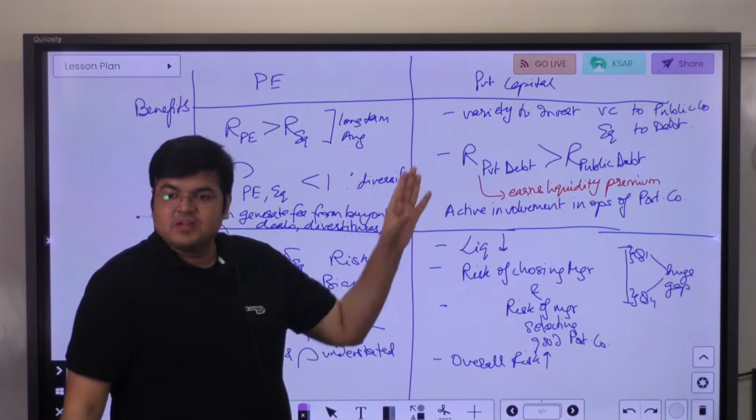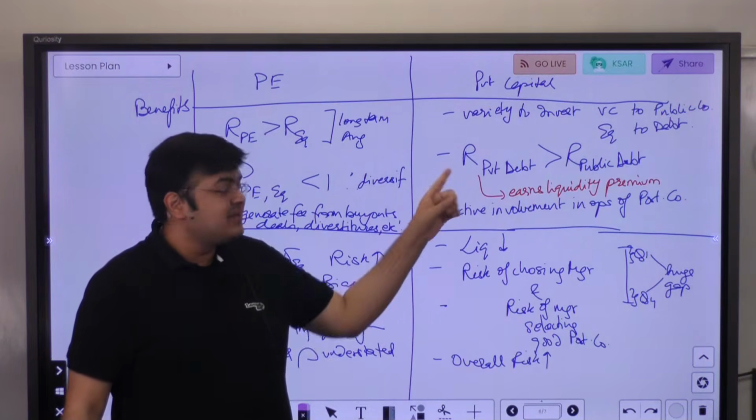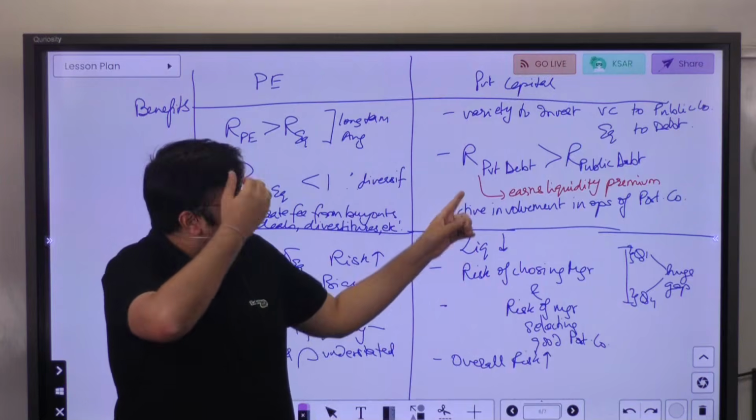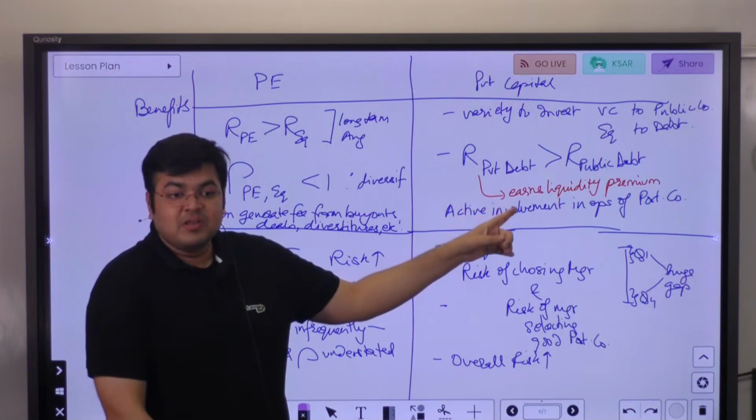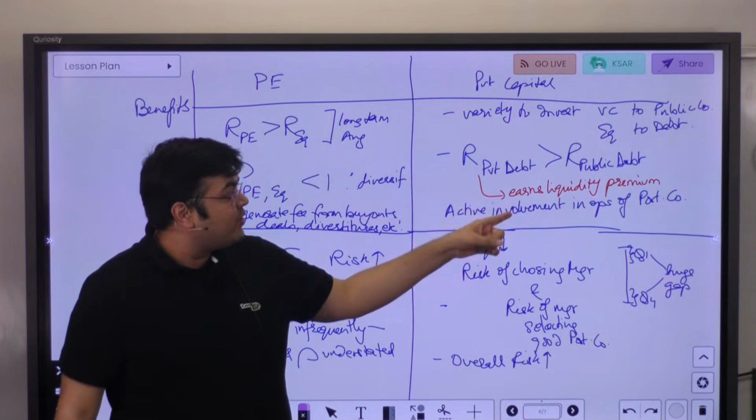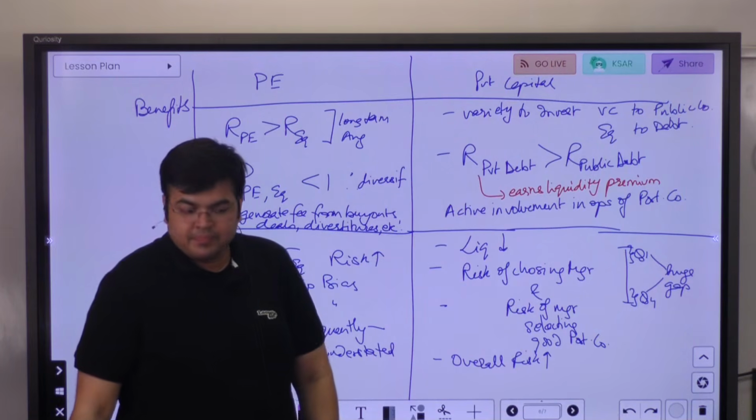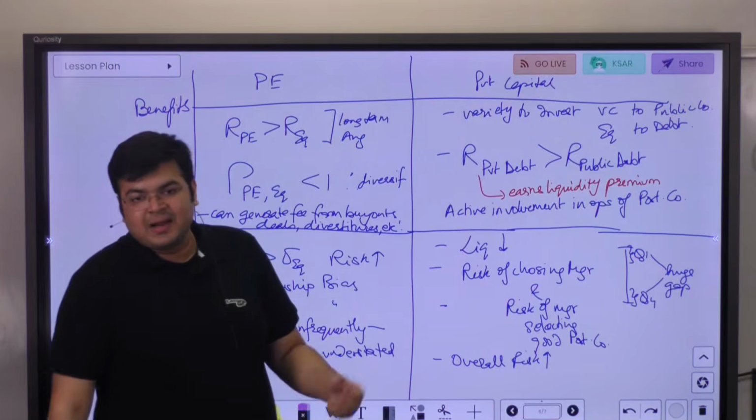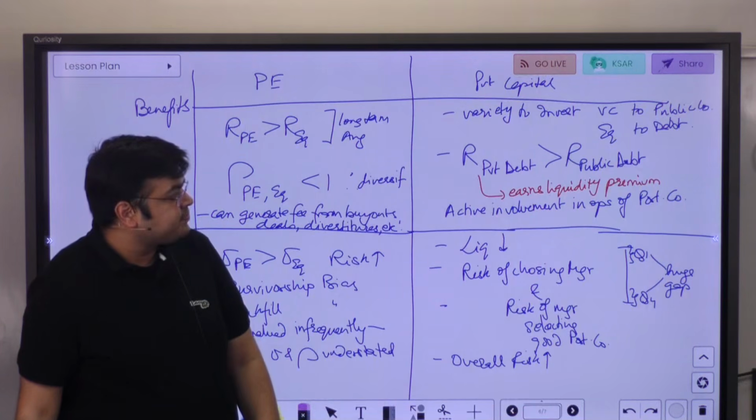Return of private debt is obviously more than public debt, because private debt is less liquid, while public debt is listed and relatively more liquid. So obviously private debt is going to get an extra return because of the liquidity risk it's taking. It is going to get a liquidity risk premium, because if I take additional risk, I deserve additional premium return.